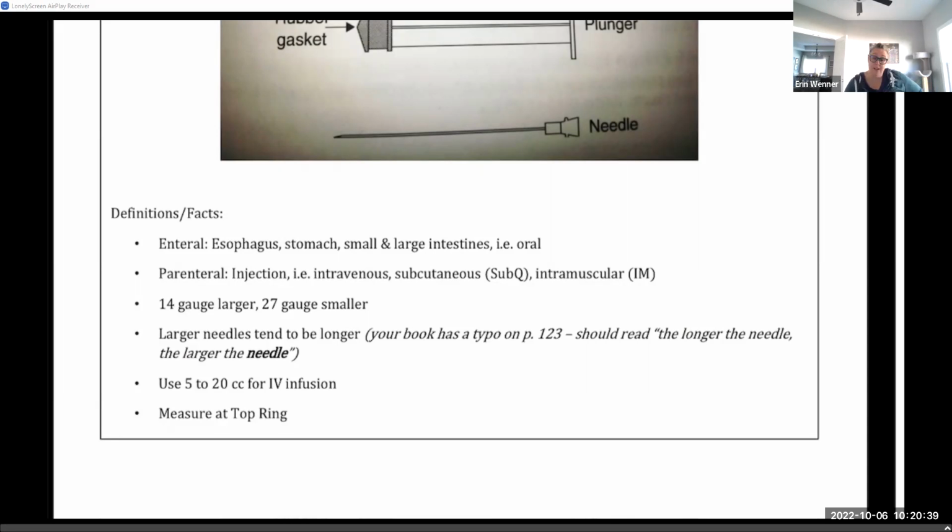When we think about the gauges of needles, the smaller the number, the larger the needle size is. So a 14 gauge is larger, where a 27 gauge is considered smaller. And larger needles tend to be longer. Your book has a typo on page 123, and it should read, the longer the needle, the larger the needle. You're going to use 5 to 20 cc syringes for IV infusions. And again, you measure at the top of the ring.